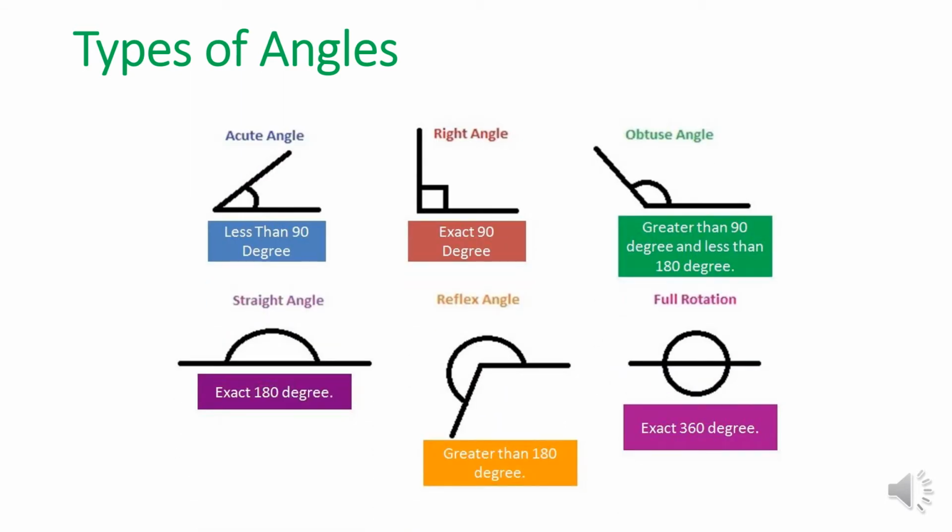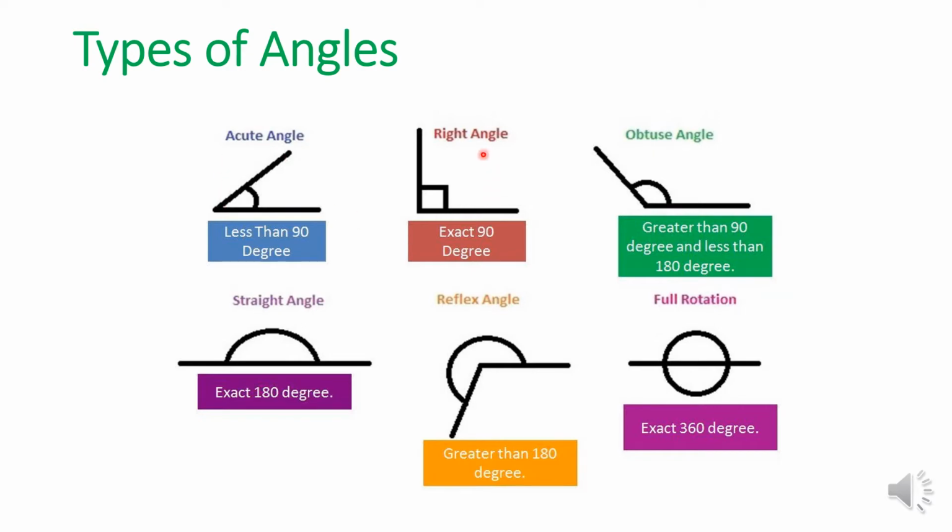We will begin by discussing the different types of angles. The first one is an acute angle. As we can see here, an acute angle is less than 90 degrees. An angle is said to be acute if its magnitude is greater than 0 degrees but less than 90 degrees. Okay, so this is an acute angle.